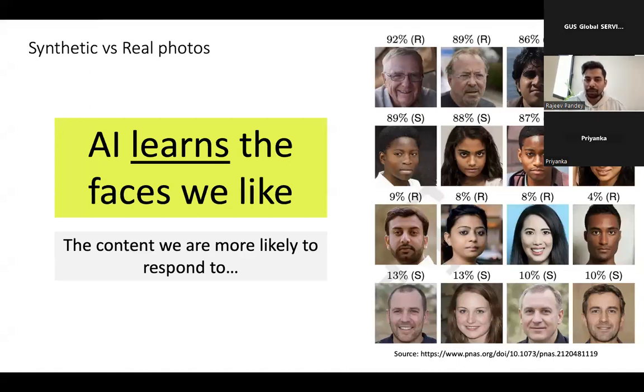Now, so one is about images, one is about content. Then imagine about the videos, imagine about the movies. AI really learns what kind of movies we are more likely to engage with, what kind of ads we are more likely to engage with.